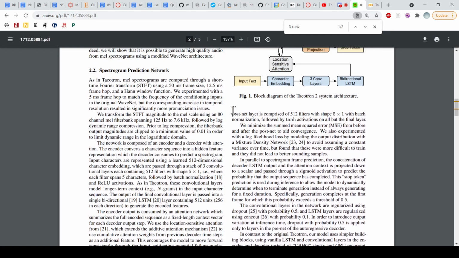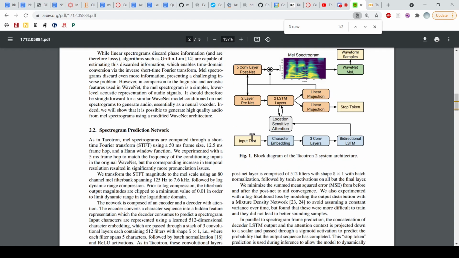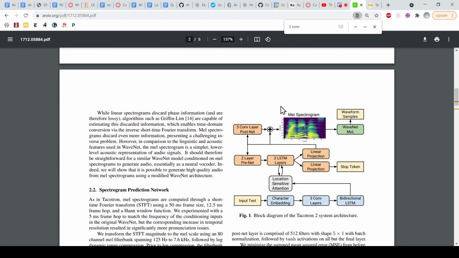So let's look at the diagram. What this is basically saying is this is the encoder, and then attention bridges the gap between the encoder, which encodes the input text into something that can be used by the decoder, and the decoder then steps through multiple steps until it stops and produces a spectrogram, a Mel spectrogram specifically.